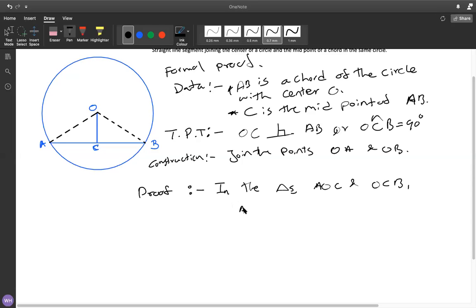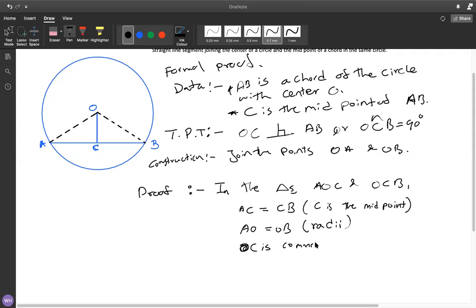It is given that AC equals CB. What is the particular reason? C is the midpoint, or you can indicate it as given data. And what about AO and OB? What is the reason that they are equal? They are the radii. AO is a radius, OB is a radius. And what about OC then? OC will be common, right? So you can write it: OC is common. Understood?